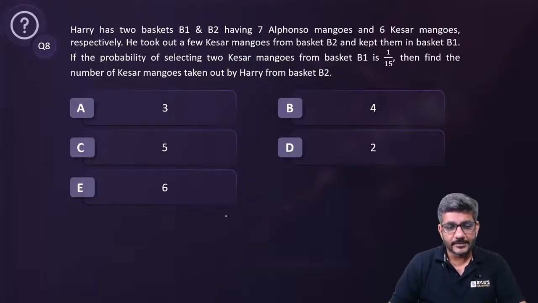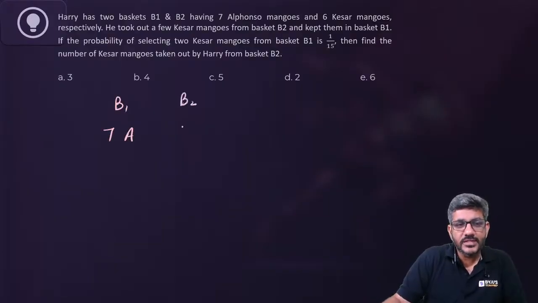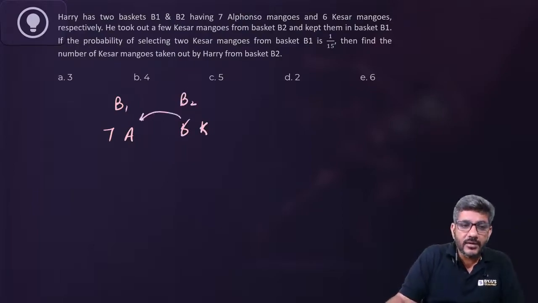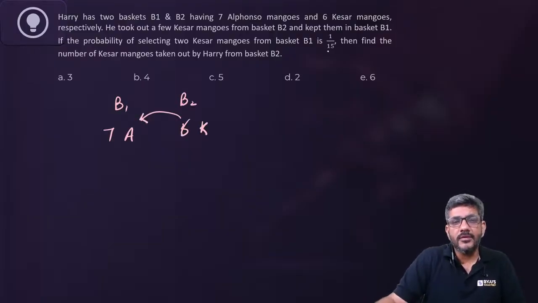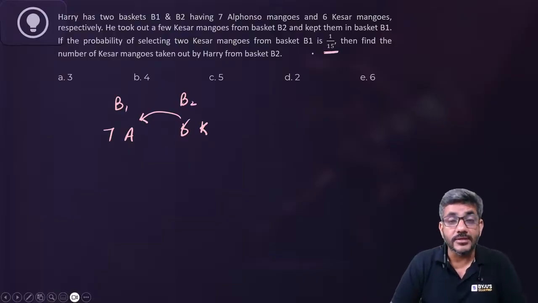Let us start doing it then. He has two baskets. B1 has got 7 Alfonso mangoes, B2 has got 6 Kesar mangoes. He took out a few Kesar mangoes from basket B2 and kept them in B1, right? And now the probability of selecting 2 Kesar mangoes from B1 is 1 by 15. Find the number of Kesar mangoes taken out by Harry from basket B2.